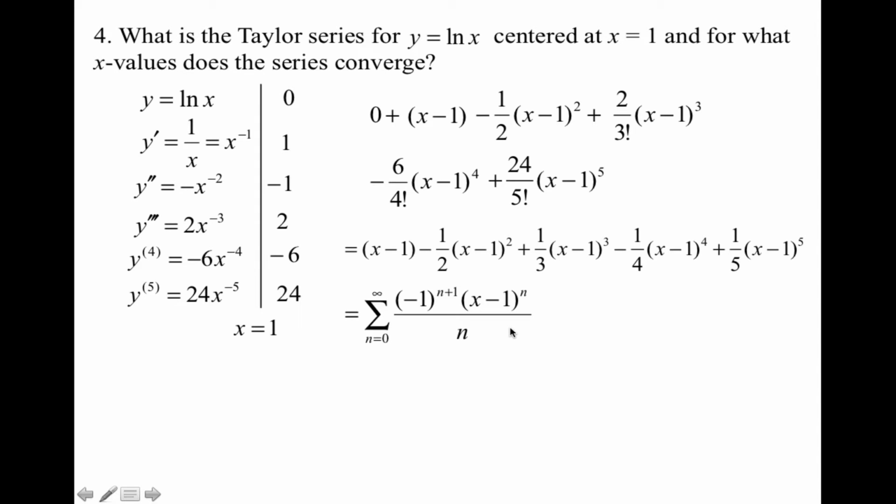And so my series is going to be, it's an alternating series, so I have to have a multiple of -1. And if I start with n equals 0, I need this to be positive. So that's why I have n plus 1. And then I've got x minus 1 to the nth power all over n.